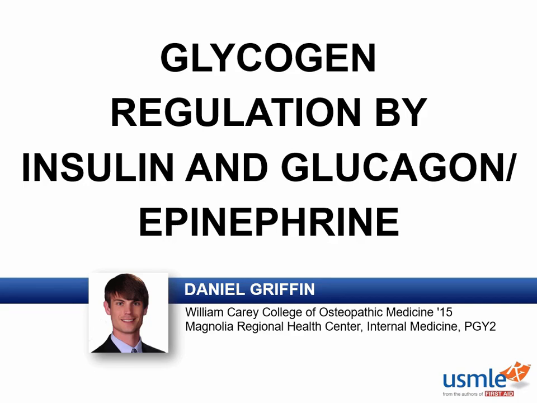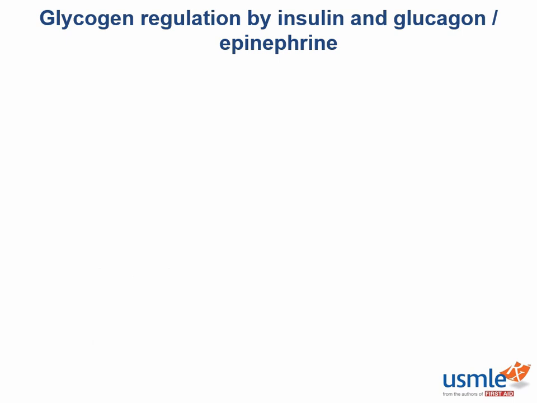Alright, now let's take a look at the regulation of glycogen. Insulin and glucagon are two important hormones that regulate the synthesis of glycogen in the fed and fasting states respectively. So let's go over each of these hormones now. Now in the fasting state, the synthesis of glucagon as well as epinephrine are driven by low blood sugar levels.